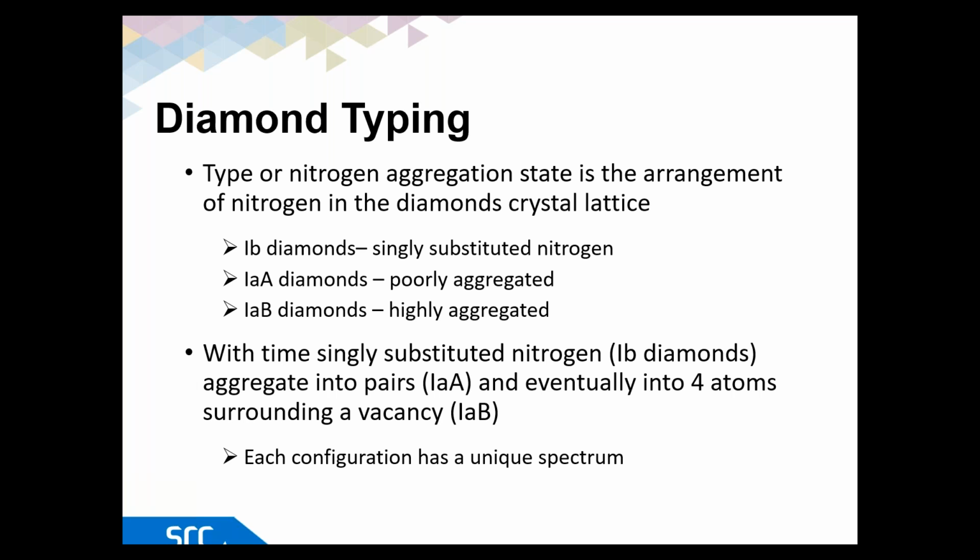The reason that they're incredibly rare in nature is that on relatively short geological timescales, that singly substituted nitrogen will move in the crystal lattice into pairs, into poorly aggregated pairs of nitrogen, and this is what we call type IaA diamonds. Again, over much longer geological timescales, these pairs will move again or aggregate again into highly aggregated IaB diamonds, and this configuration is 4 atoms of nitrogen surrounding a vacancy. Each configuration of nitrogen atoms has a unique spectrum.